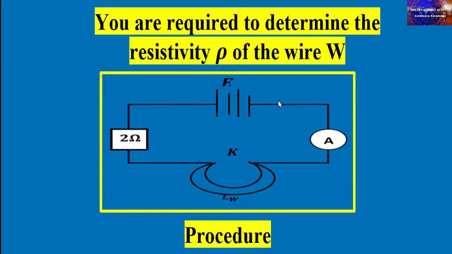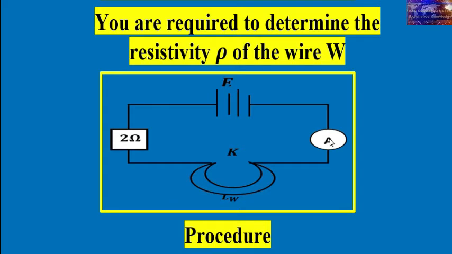Our circuit comprises the EMF of a battery, our standard resistor which is 2 ohm. We have a resistivity wire. This is the length of the resistivity wire. It is connected in parallel with a switch, a plugged key. And we have an ammeter to read the current flowing through the circuit. That is our circuit, and it gives us the principle we are going to use in deriving the nature of the graph and how to solve for the resistivity of this wire.